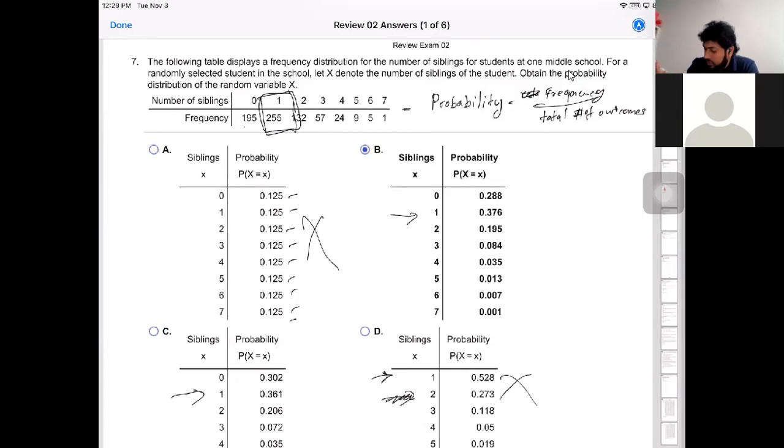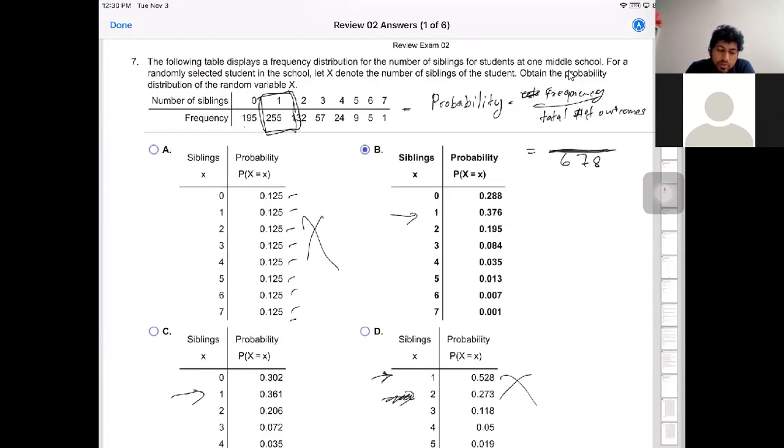Let me check what the total number of outcomes is. It should be 195, 255, 132, 57 plus 24 plus 9 plus 5 plus 1. Total number of outcomes is 678 if I'm correct. It doesn't matter, just add the frequency values, get the sum of these frequency values, and divide by the total number of outcomes. So which probability are we going to find?